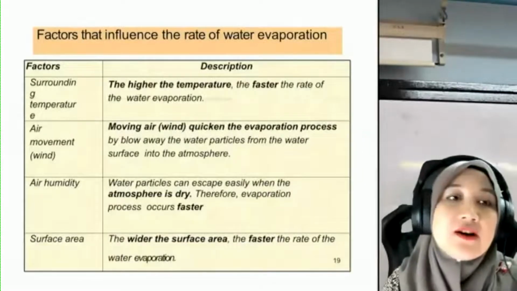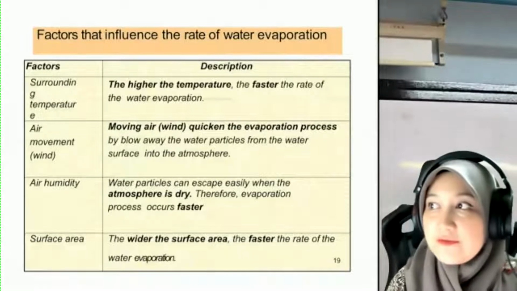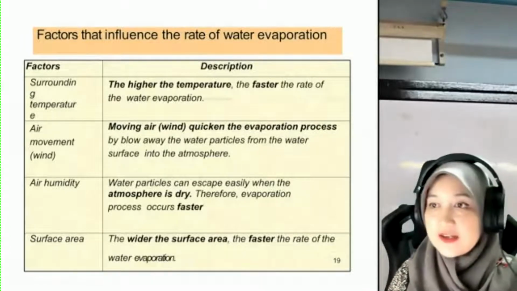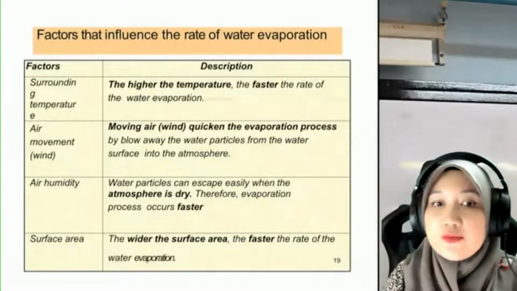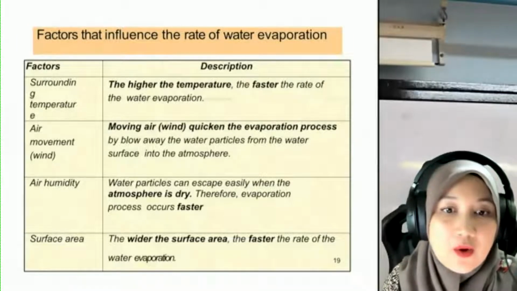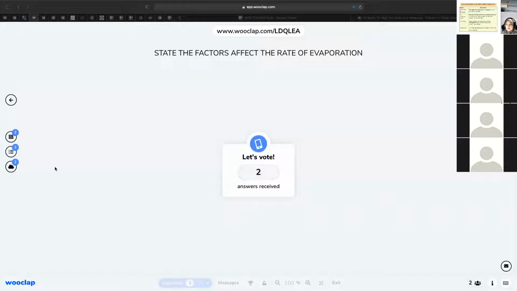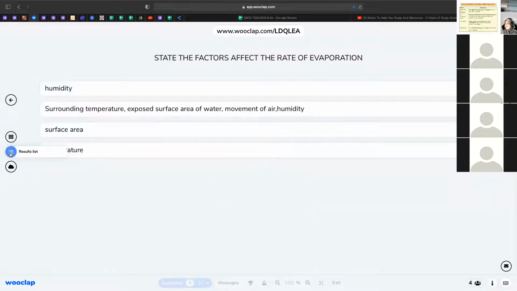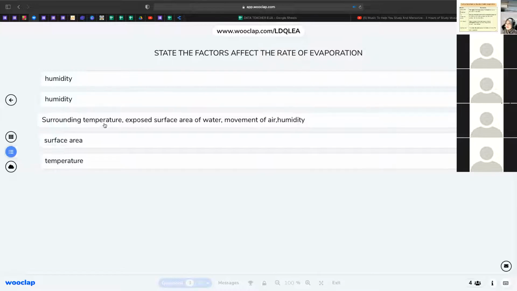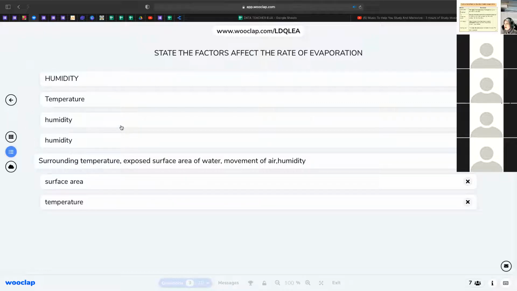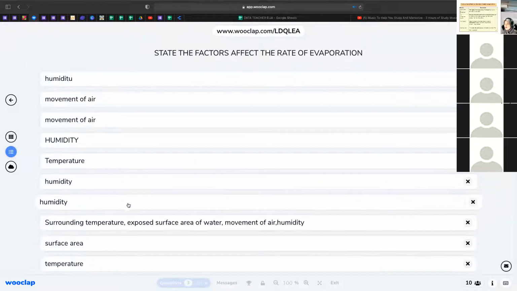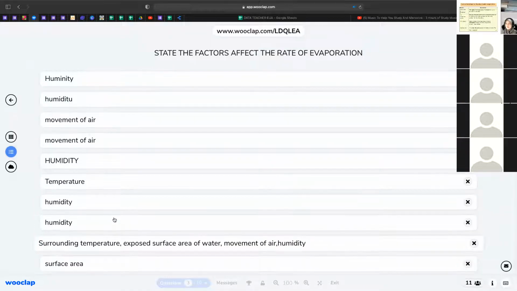So here are the factors that influence the rate of evaporation. Before that, let's move to the booklet link and see what the factors are that affect the evaporation process. Here we already have the factors. Some of you have given answers: humidity, surrounding temperature, exposed surface area of water, movement of air. Good, you are giving so many factors that affect the rate of evaporation.